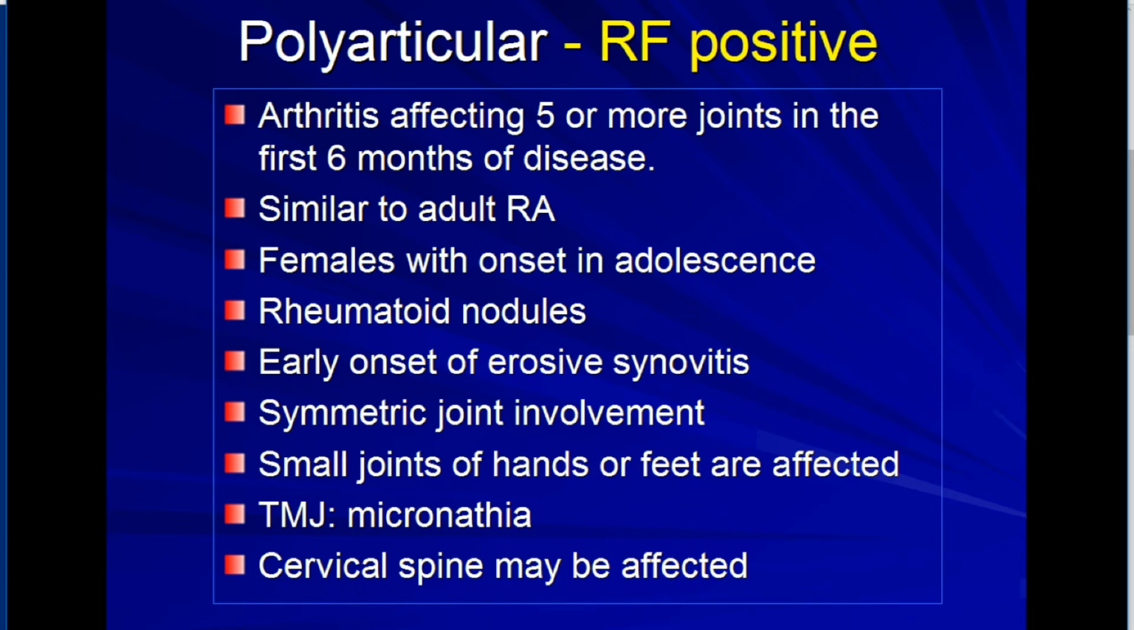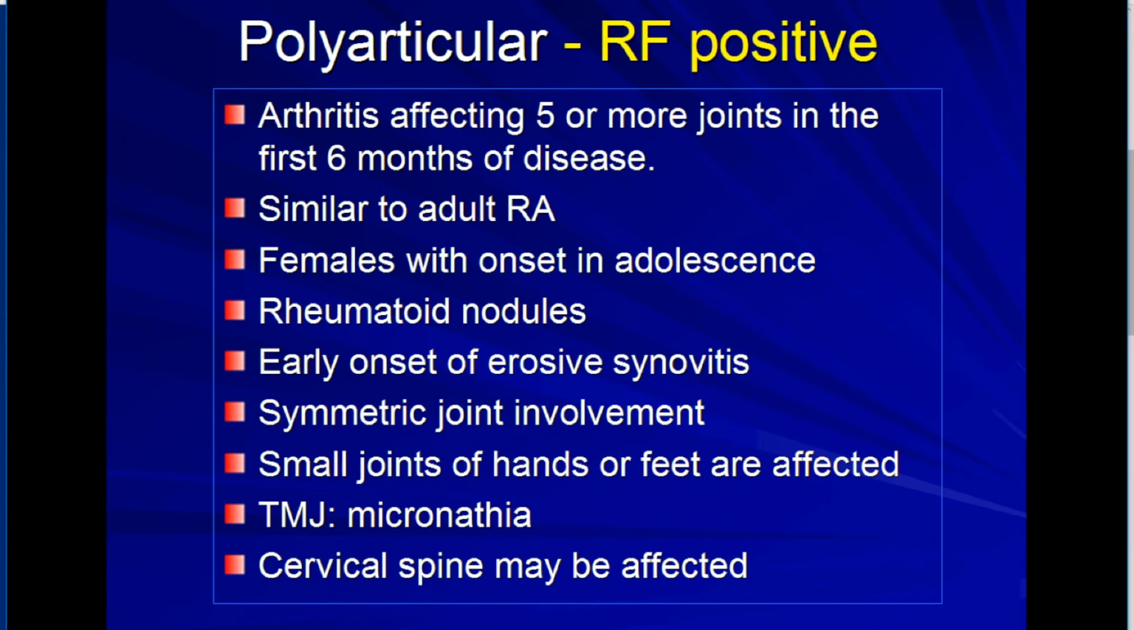These are for the RF positive group. They tend to have more symmetric joint involvement, and they have the small joints of hands or feet, so these are the ones that look like, when you think about older people with severe hand RA and their hands are really starting to change shape and be affected by their RA. That's this subgroup. So they really transition into adult RA, and they have essentially the features of adult RA: cervical spine involvement.